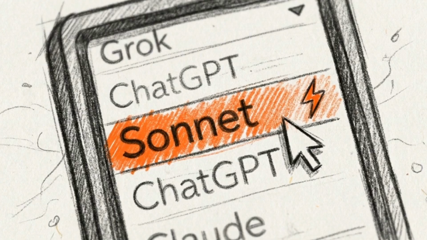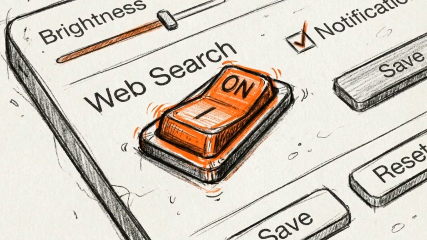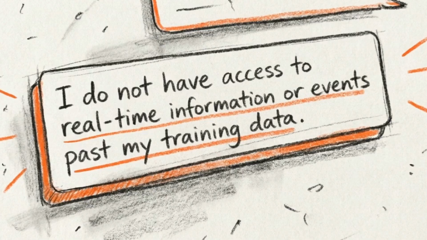You will use the Sonnet model for the vast majority of your daily tasks because of its speed, and switch to the Opus model only when you need deep strategic reasoning. While you are here, toggle on the web search feature. Leaving this off is the primary reason the system fails when asked about recent, real-world events.